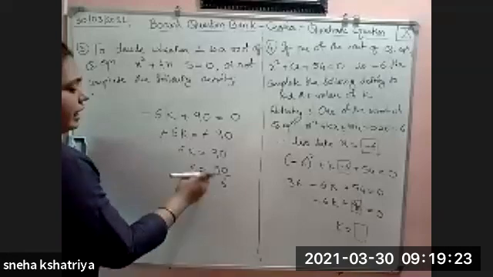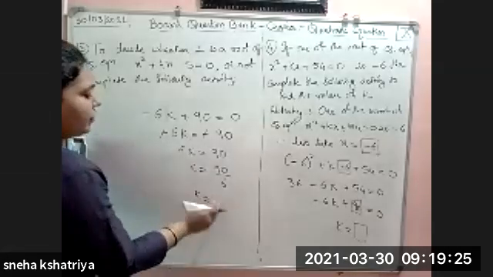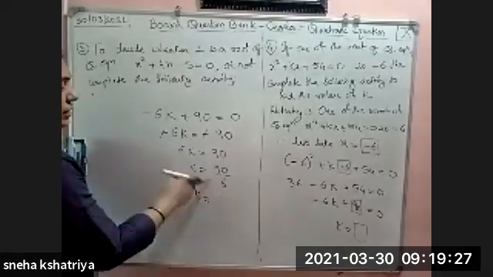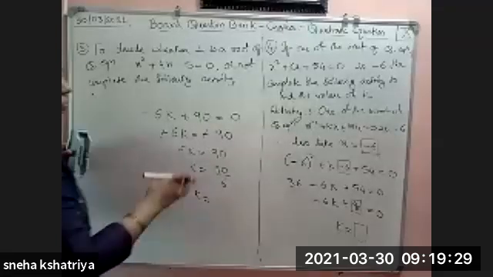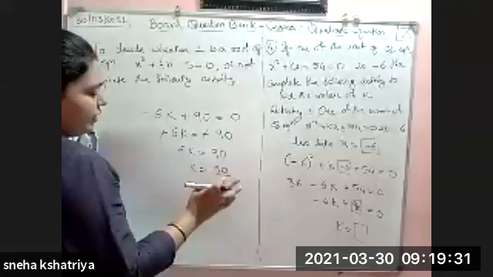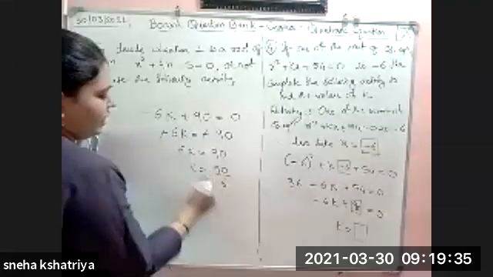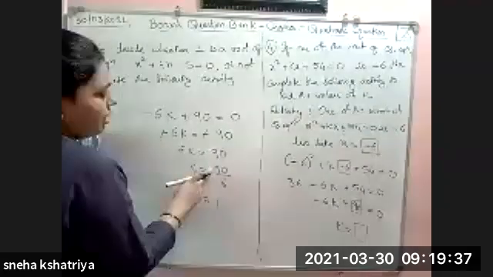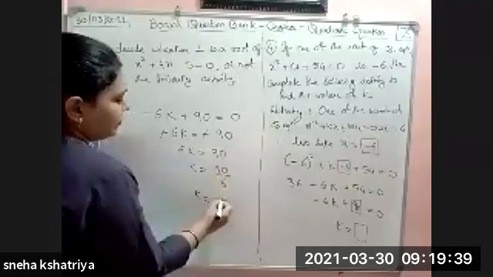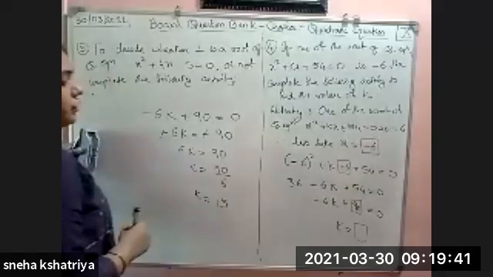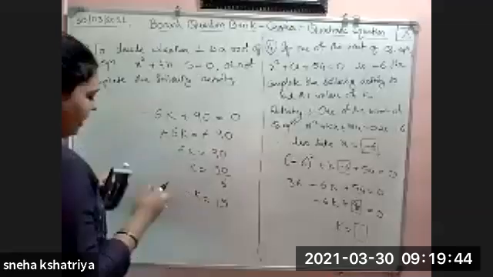Now, 90 upon 6. If you can solve directly by 6, it is very easy. Or you can reduce it by 2 or 3, whatever is possible. So 6 15s are 90, right? 6 1s are 6, then 3 will remain, 30, 6 5s are 30. So what you get, k is equal to 15.